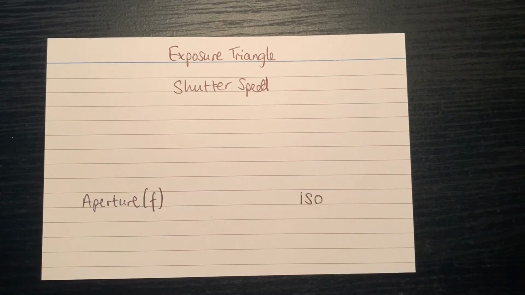And last but definitely not least, the last component of the exposure triangle is the ISO. ISO is how sensitive the camera is to light. So a higher ISO means it's more light sensitive, so the camera will pick up more light in darker situations or darker places, and a lower ISO is basically the opposite.